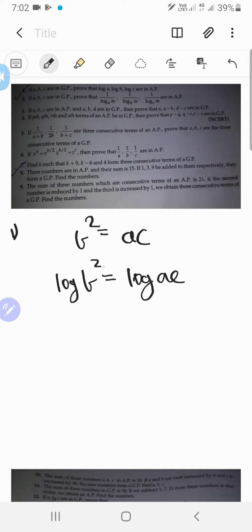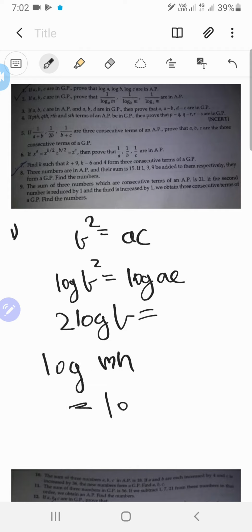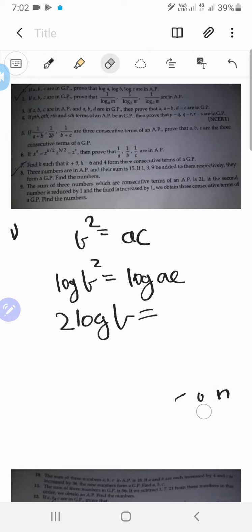But now here we can use the rule that log of a to the b is equal to b log a, right? Using that rule we can say that the left hand side is going to be 2 log b. Now here we can use another rule: log of mn is equal to log of m plus log of n. So using that rule we can write the right hand side as log a plus log c.